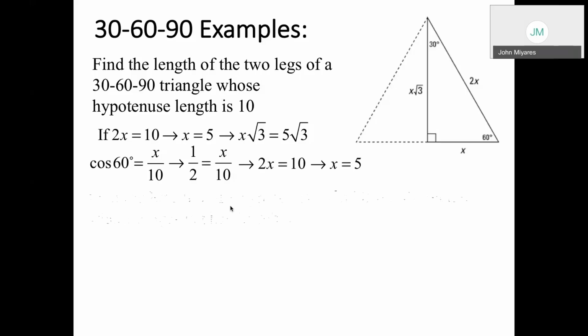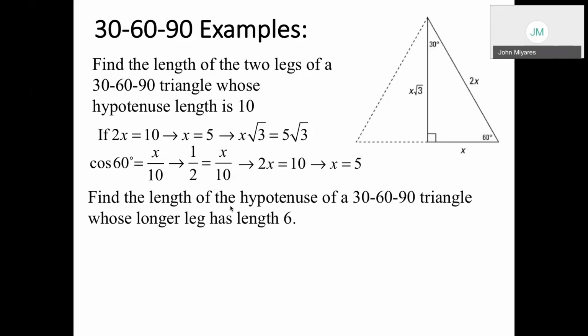Now suppose you wanted to find the length of the hypotenuse of a 30-60-90 triangle whose longer leg has a length of 6. Based on our diagram, we could set x times the square root of 3 equal to the length of the long leg, which is 6. Then we can divide both sides by the square root of 3 and rationalize our denominator to get x equals 2 times the square root of 3.